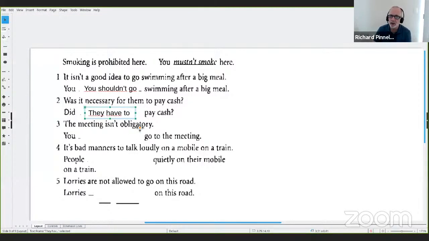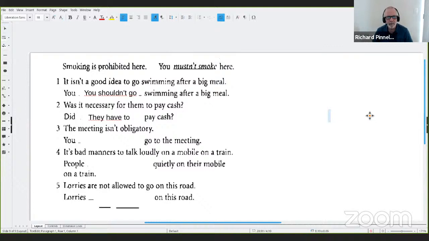The meeting isn't obligatory. So, no es necesario que vas a la junta, porque no es obligatorio. ¿Qué pueden decir? Who's got the answer, Diana or Nadia? Has anybody got the answer? No, I think the chat is have not to, says Raphael. Have not to. No, but si quieres decir have to in el negativo is don't have to.